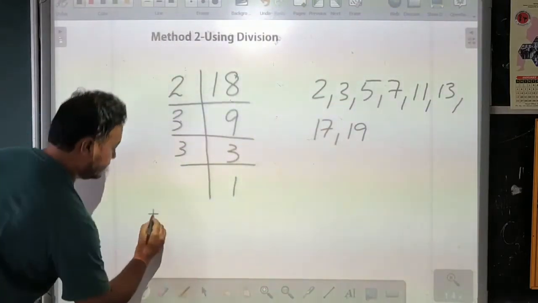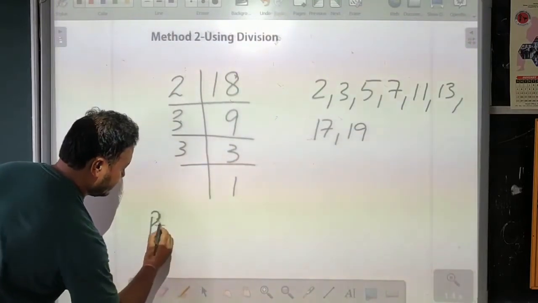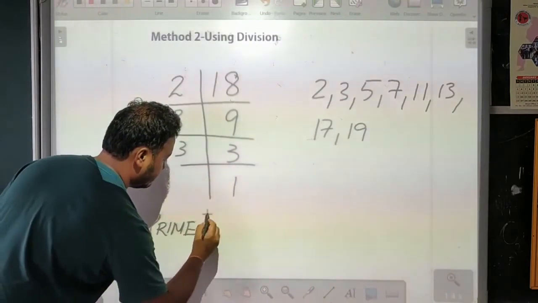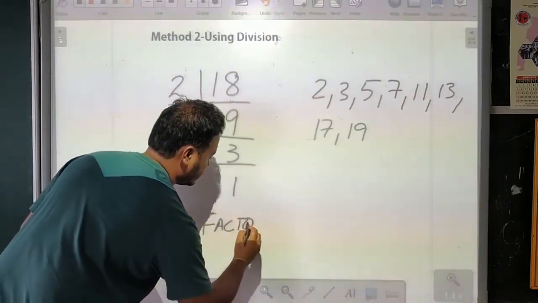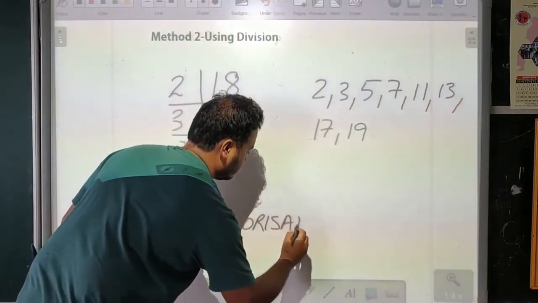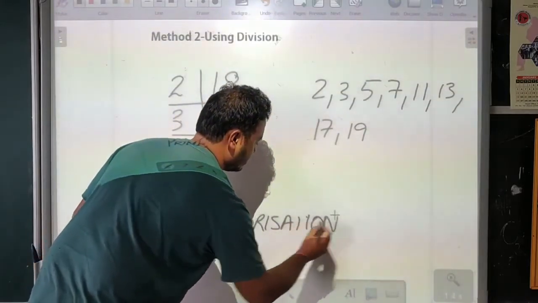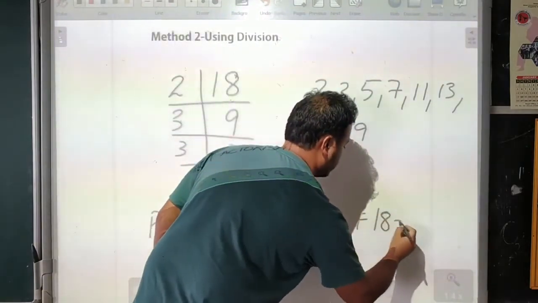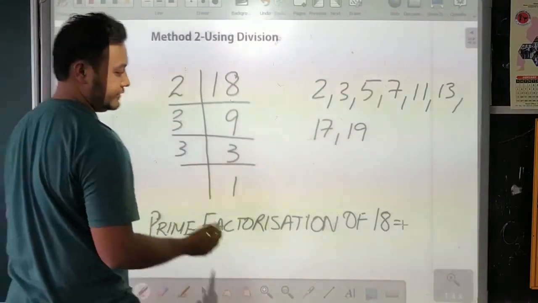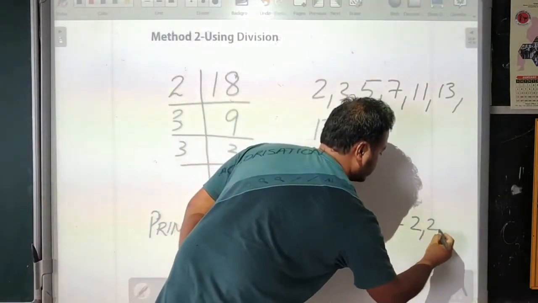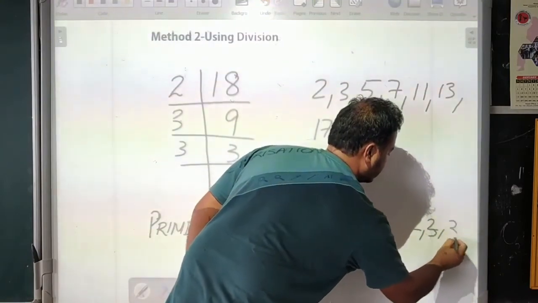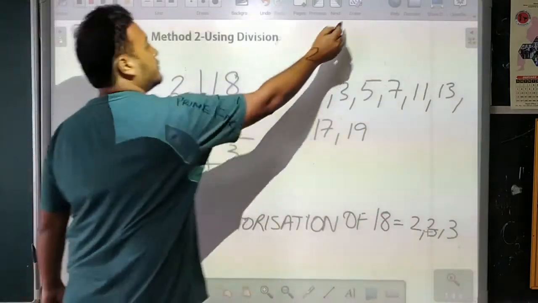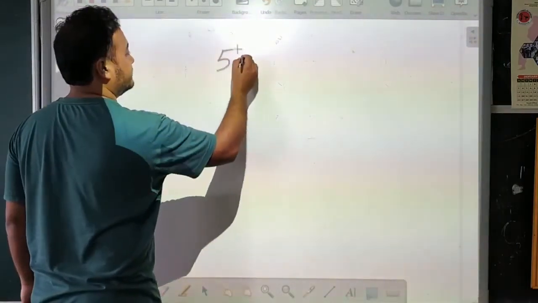So when you write this, you're going to write prime factorization of 18 is equal to, write all these numbers in ascending order. So you have 2, 3, 3. So 2 into 3 is 6 and 6 into 3 is 18. Okay, so we'll take the example of 56 now.